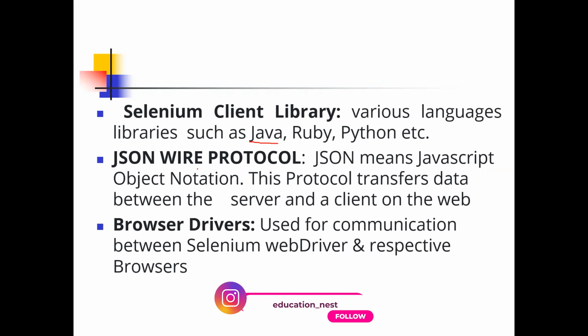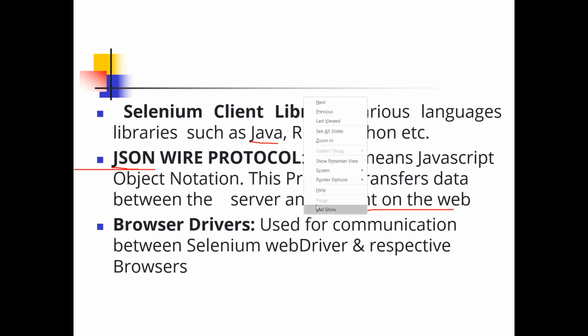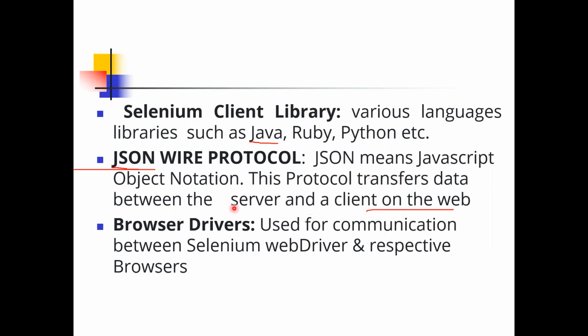JSON wire protocol. JSON means JavaScript Object Notation. J for Java, S for Script, O for Object, N for Notation. This is the protocol which transfers data between server and client on the web. There is a client, there is a server. It behaves like an interface. It transfers data between the server and the client on the web.